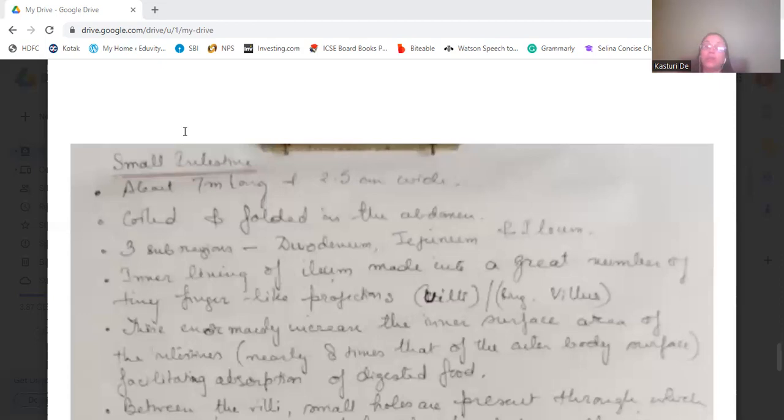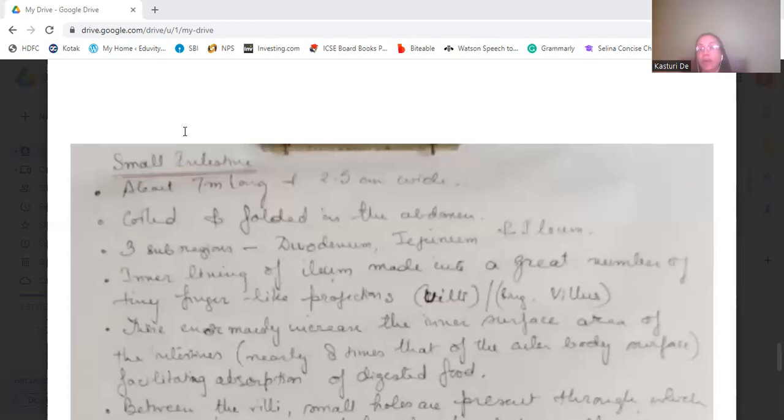Why is it coiled and folded? Because the small intestine helps in absorption of food inside the body, inside the cells. So, to increase the surface area of absorption, this tube remains coiled and folded in the abdomen. We will come to the adaptations of the inner lining of the small intestine. The 3 subregions of the small intestine are the duodenum, jejunum, and ileum.